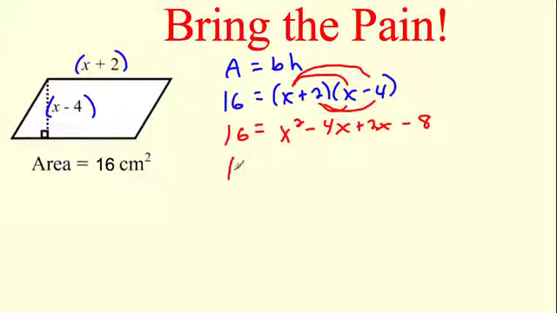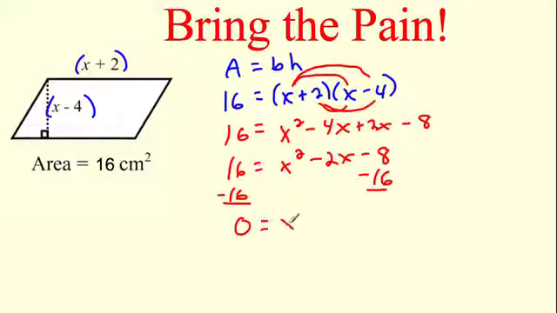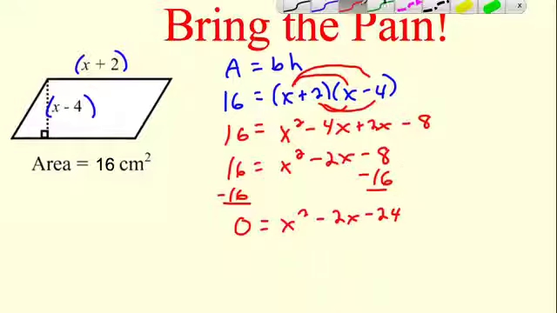Now what can I do? I can combine like terms here. So add your x's together. I've got minus 4x plus 2x is minus 2x. And now I'm ready to solve this. Well, how do you solve this? Well, it's a quadratic. I get this x squared here, so I want to set it equal to 0. So I'm going to subtract 16 from both sides. And now it says 0 equals x squared minus 2x. Negative 8 minus 16 more is minus 24. Fantastic. Now we are ready to factor it.